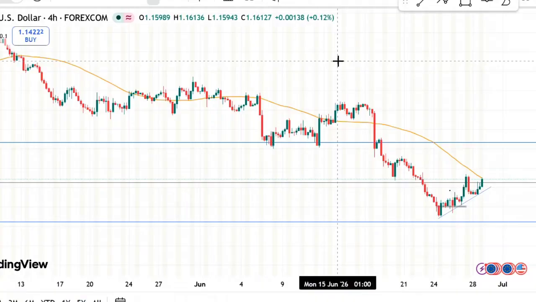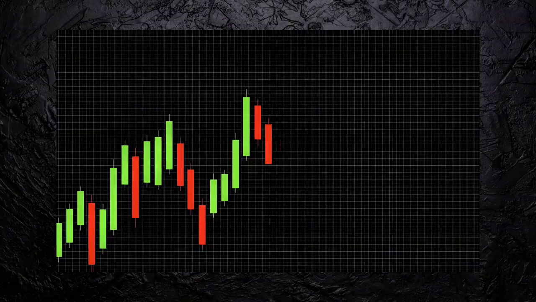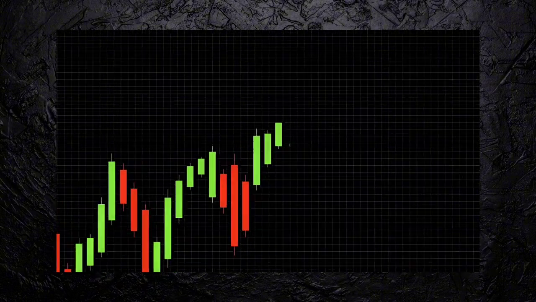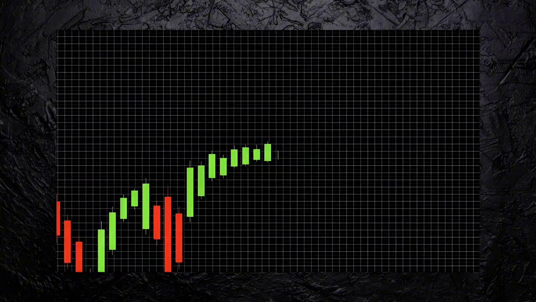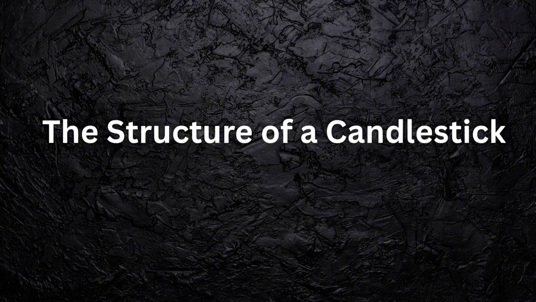Now let me break it down so you can understand what we are doing here. If buyers win, the candle closes bullish, which is the green candle, and if sellers win, the candle closes bearish, which is the red candle, depending on the color you choose to put them. Am I understood? But here is where it gets powerful. Candlestick patterns are not just candles. They are signals of market psychology, and that is fear, greed, indecision, momentum shifts, and that's exactly what you want. And that takes us to number 2, the structure of a candlestick.